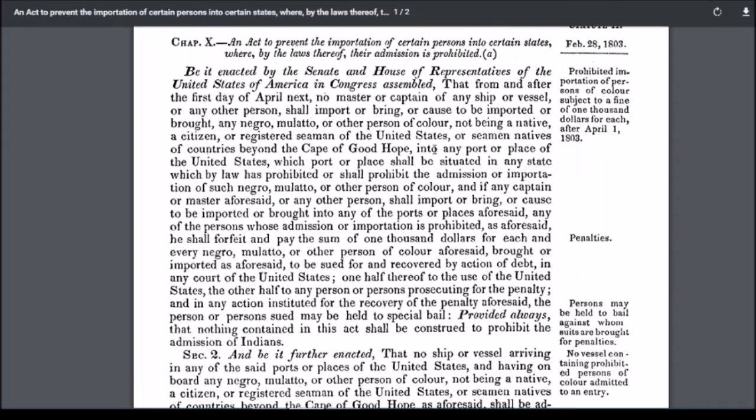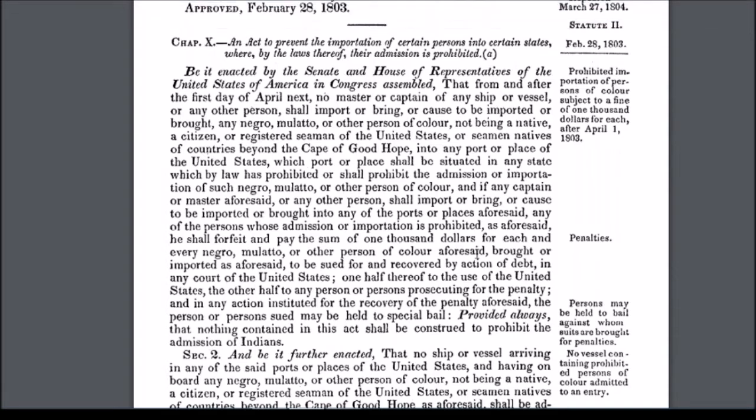But just to keep reading, into any other port or place of the United States, which port or place shall be situated in any state which by law has prohibited or shall prohibit the admission or importation of such Negro, mulatto, or person of color, and if any captain or master of aforesaid or any other person shall import or bring or cause to be imported or brought into any of the ports or places aforesaid, any of the persons whose admission or importation is prohibited, as aforesaid, he shall forfeit and pay the sum of $1,000 for each and every Negro, mulatto, or other person of color aforesaid.